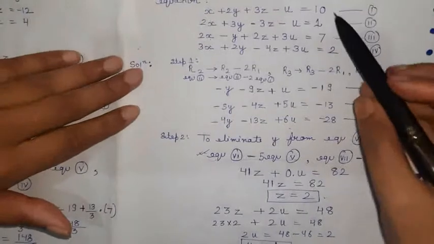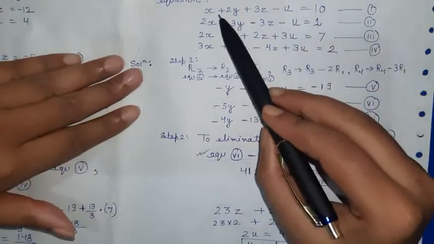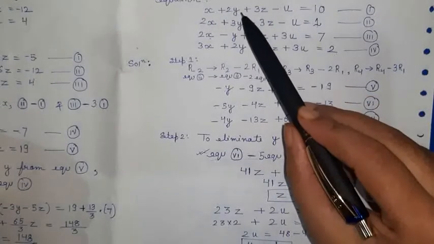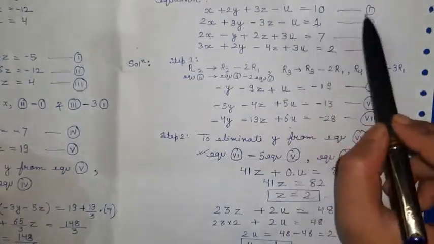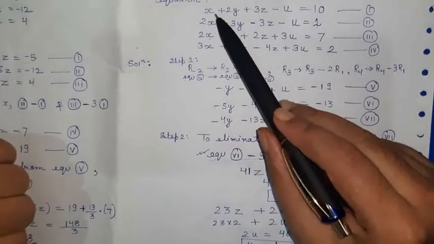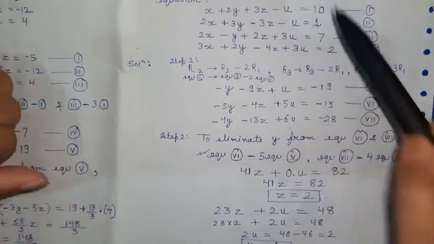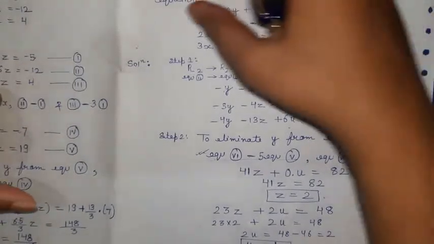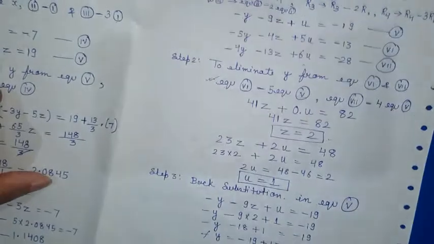Now we will substitute the values in equation 1. This is our equation 1: x plus 2y plus 3z minus u equal to 10. If we substitute y, z and u in this equation 1, we will get the value of x also. We are doing back substitution only, so we substitute all the values of y, z and u.